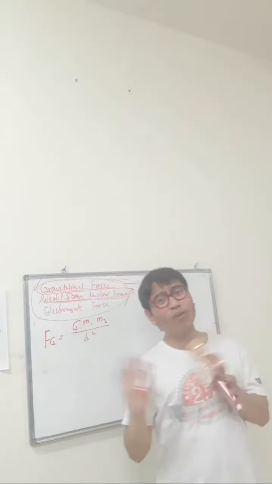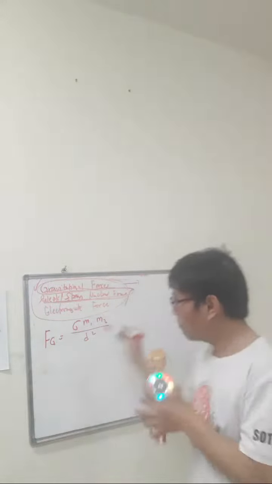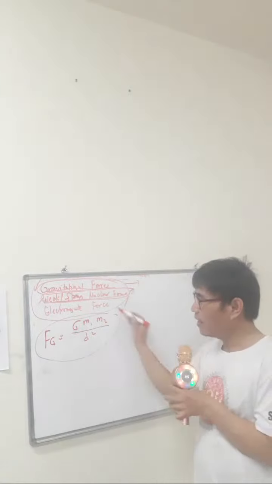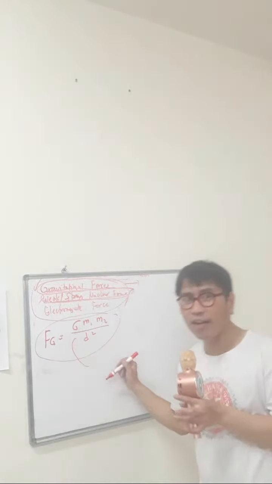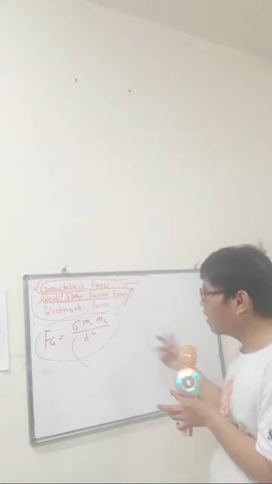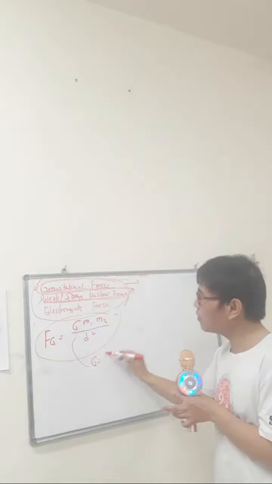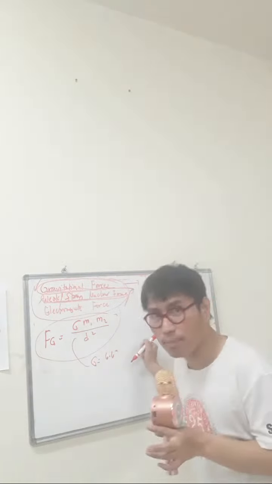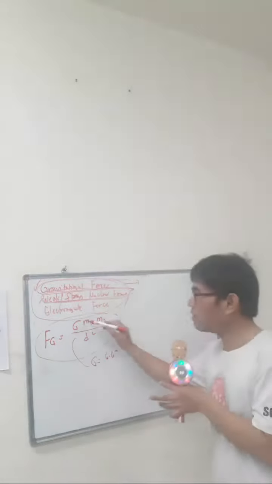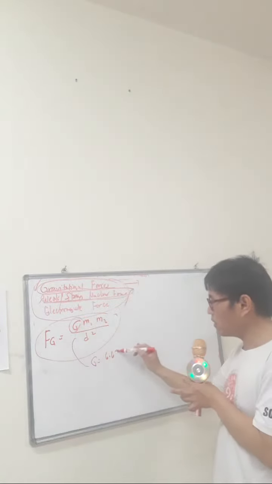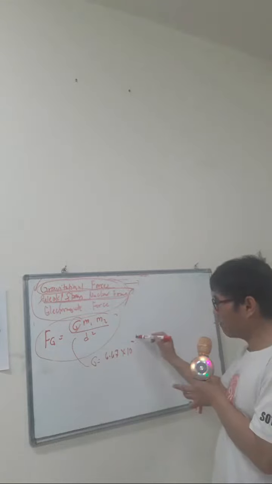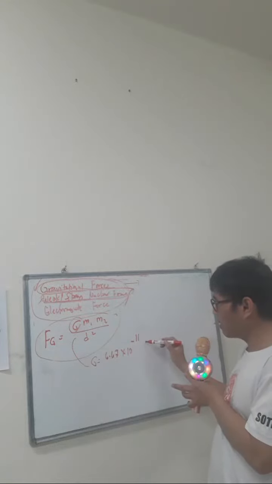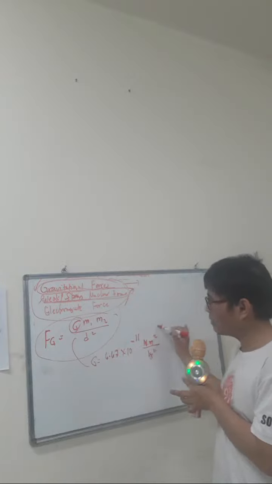You can play around with problems, but this is the basic formula. So the constant G is equal to 6.67 times 10 to the negative 11. Memorize this and put it in your brain cells, because this is the constant. The units are Newton meter squared over kilogram squared. So this is the constant for that.